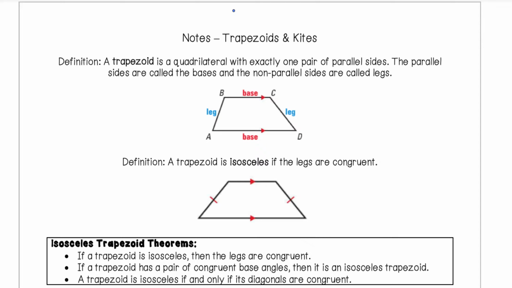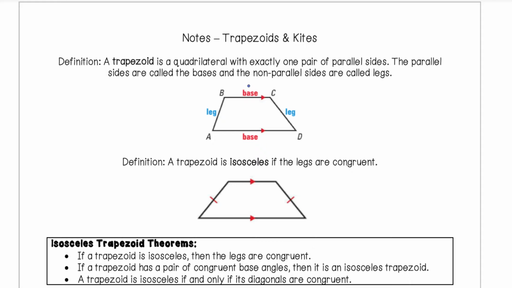In this video, we'll be looking at trapezoids and kites. So a trapezoid is a quadrilateral with exactly one pair of parallel sides. This is different than when we talked about parallelograms, because we learned that parallelograms have to have two pairs of parallel sides. So a trapezoid is not a parallelogram, but it is a quadrilateral because it has four sides.